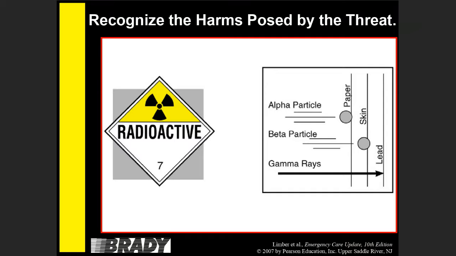Alpha particles and beta particles in themselves are generally not that dangerous unless they get ingested or absorbed. They're usually blocked by thin sheets of paper, heavy clothing, even your skin. They may cause little external burns, but the gamma particles can only be blocked by thick sheets of lead or heavy concrete.